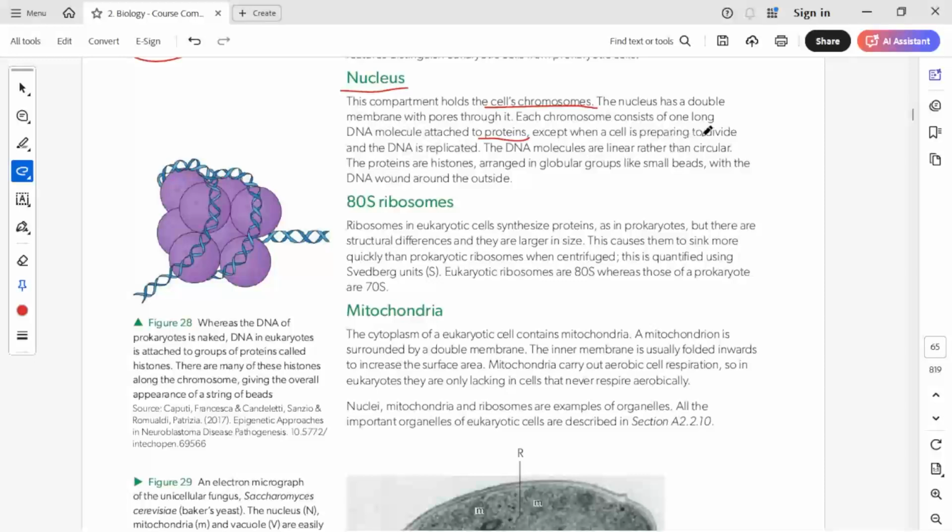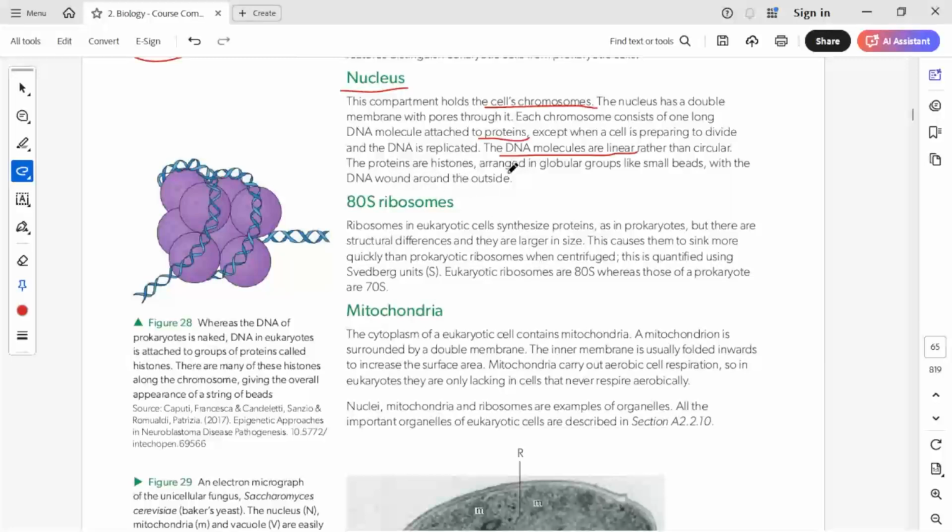They are the histone proteins. Except when the cell is preparing to divide, the DNA is replicated. So DNA molecules are linear rather than circular. Here in eukaryotes, the DNA molecules are linear. That means, just like in prokaryotes we were seeing that the DNA is circular in shape, here it is linear in shape.